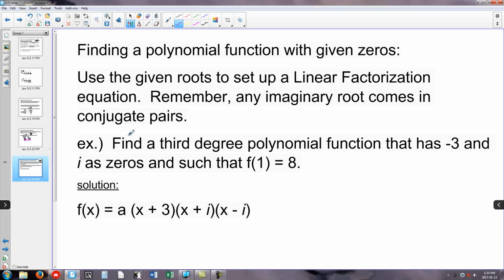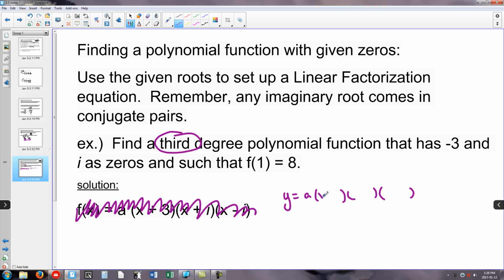The last thing we want to talk about is how do you write a polynomial with certain zeros if you know what degree it should be. So the first thing I want to do, I actually want to pretend this isn't here. I should have erased that, sorry. The first thing we want to do is recognize that it is a third degree. That means I'm going to have y equals a and then 3 parentheses.